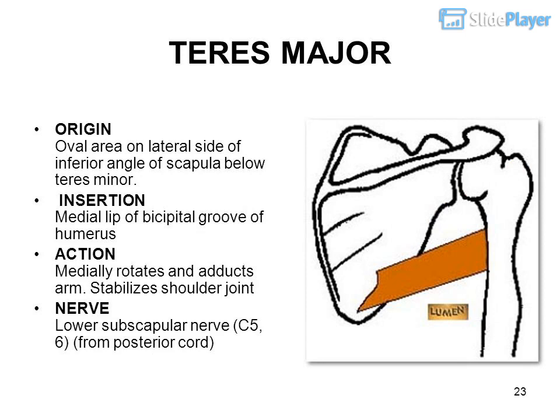Teres major. Origin: oval area on lateral side of inferior angle of scapula, below teres minor. Insertion: medial lip of bicipital groove of humerus. Action: medially rotates and adducts the arm. Stabilizes the shoulder joint. Nerve: lower subscapular nerve, C5, 6, from posterior cord.